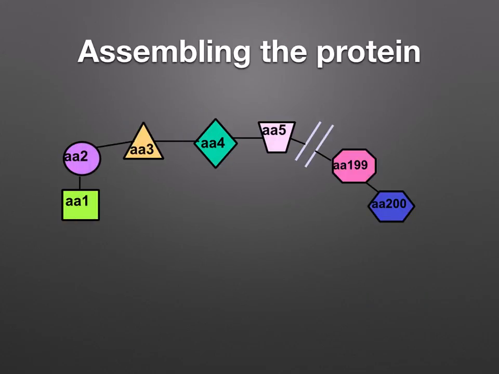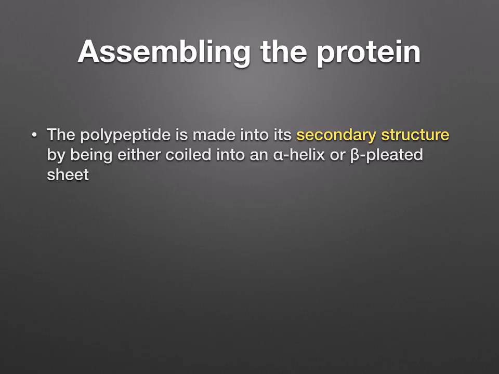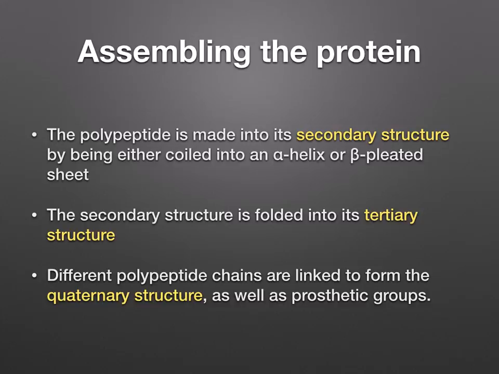Now, sometimes the single chain is a functional protein. Often, a number of polypeptides are linked to give a functional protein a quaternary structure. So what happens to the polypeptide next depends on the protein being made, but usually involves the following. The polypeptide is made into its secondary structure, either by being coiled into an alpha helix or beta-pleated sheet. The secondary structure is folded into its tertiary structure. Then different polypeptide chains can be linked to form the quaternary structure, which will be associated with prosthetic groups.